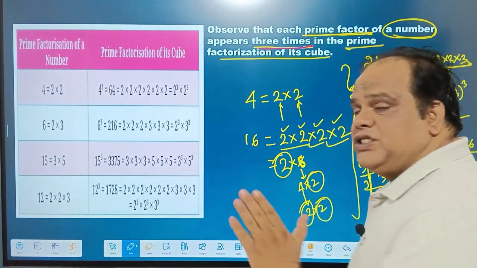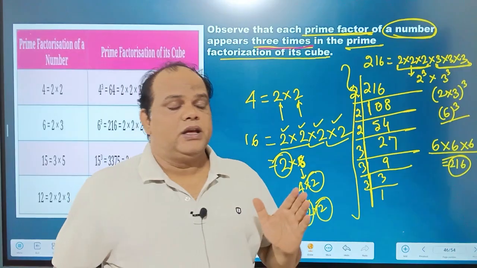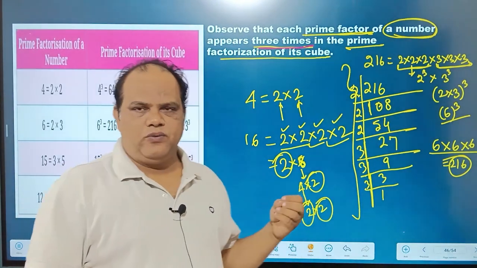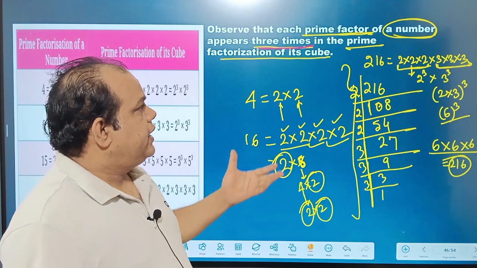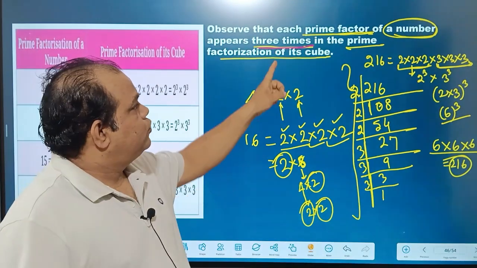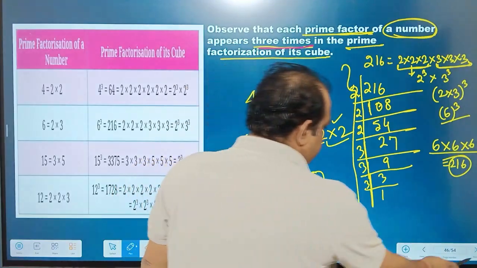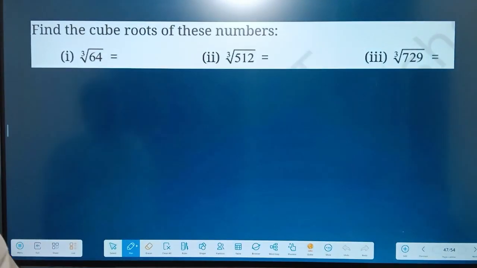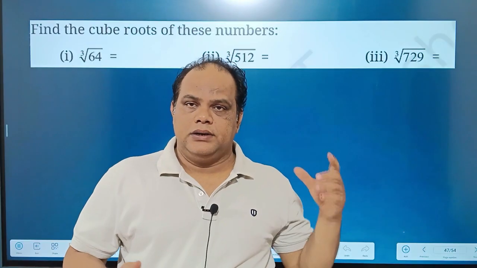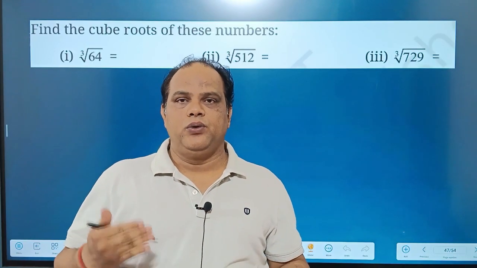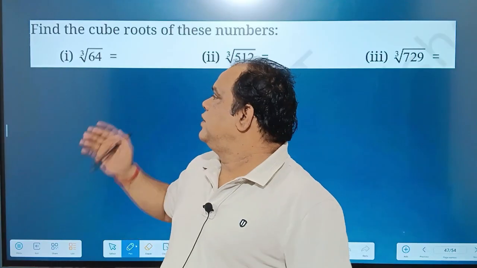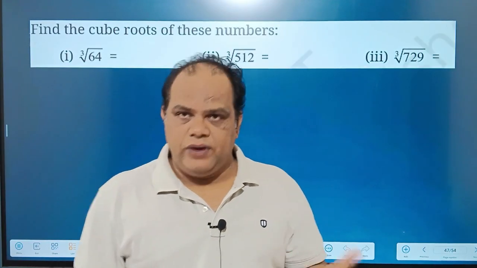So the observation is what? Either we are trying to find out the squares or we are trying to find out the cubes, if we do the factorization, all the factors would be prime numbers. Okay, next. Now find the cube roots of these numbers. How would you find? If you remember the table, we had 1 ka cube, 2 ka cube, 3 ka cube, 4 ka cube, right? We know this is the 4 ka cube, right? But how do we find out?